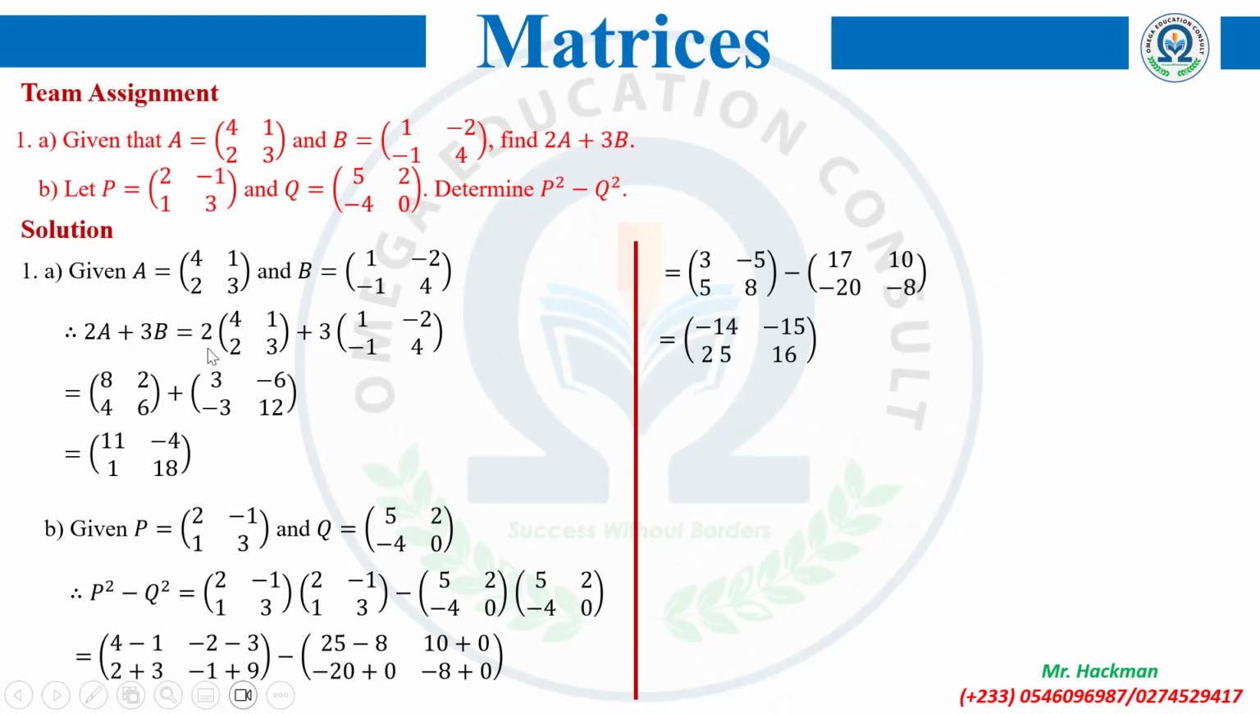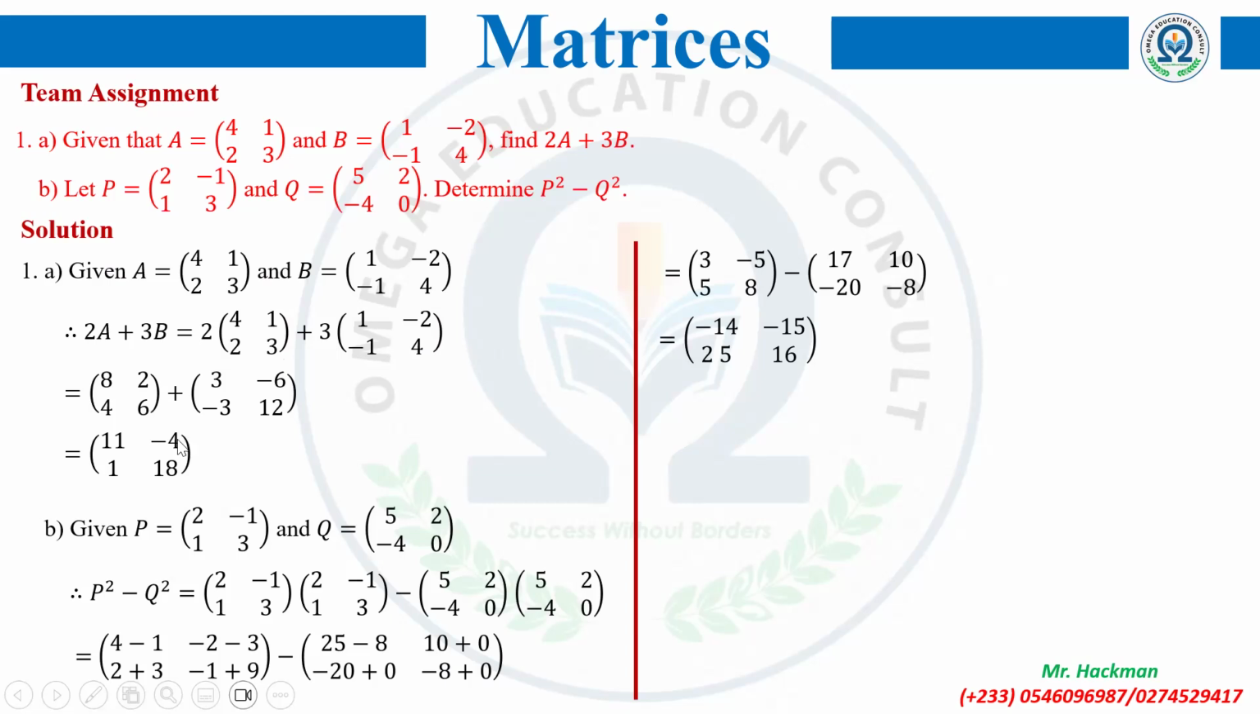Then you know how to multiply a scalar and a matrix. Each of the entries here is multiplied by the scalar 2. So that will give us 4 times 2, 2 times 1, 2 times 2, 2 times 3, and that will give us this. You come and do the same here: the matrix times the scalar. Each entry must be multiplied by the scalar, so that gives us the result that we have here.